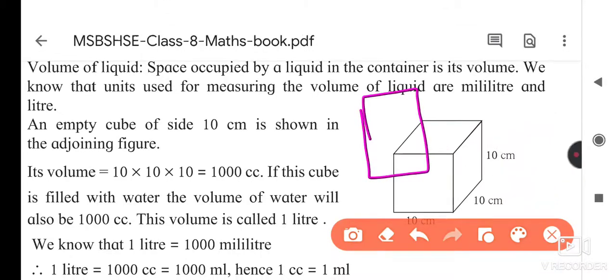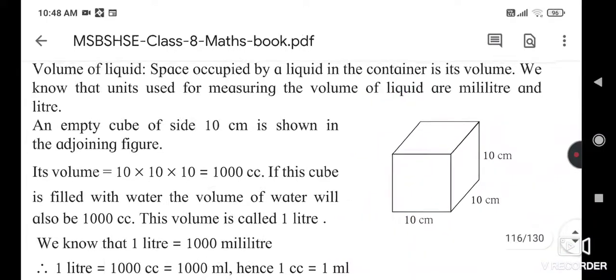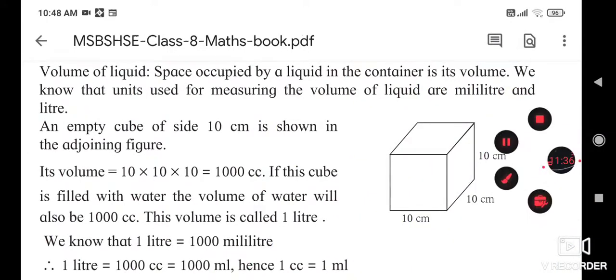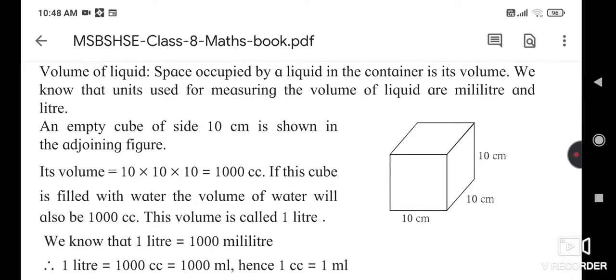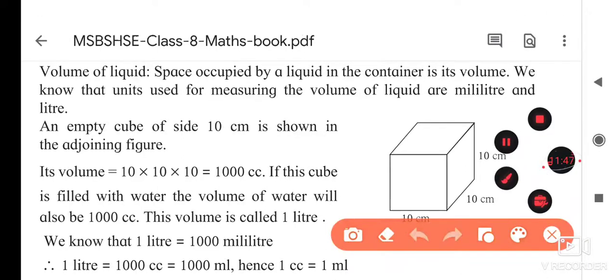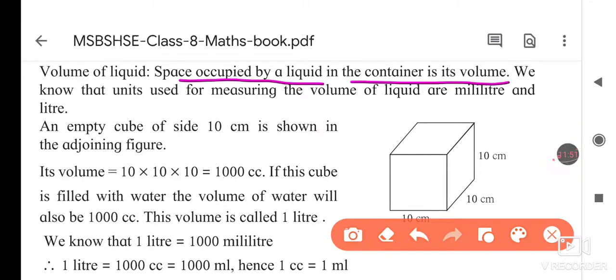Otherwise, suppose you take any shape, and inside it, how much water or how much milk can fill, that is its volume. We are finding the liquid's volume. Here, the volume of a liquid is the space occupied by the liquid in the container.